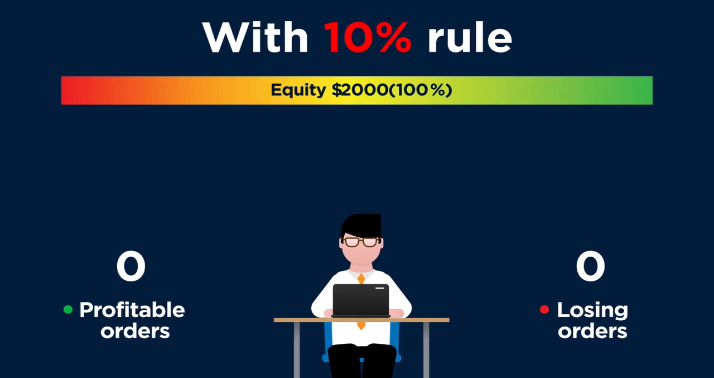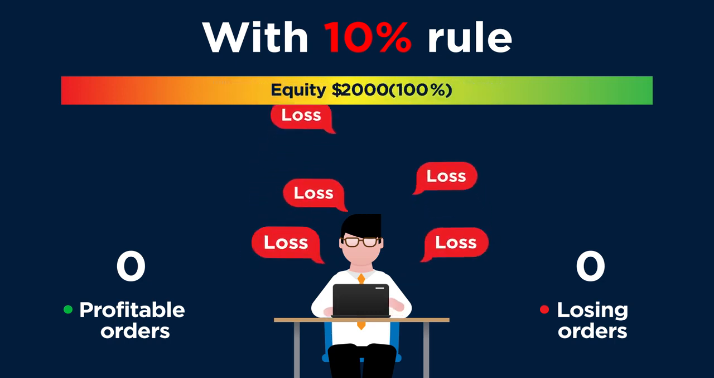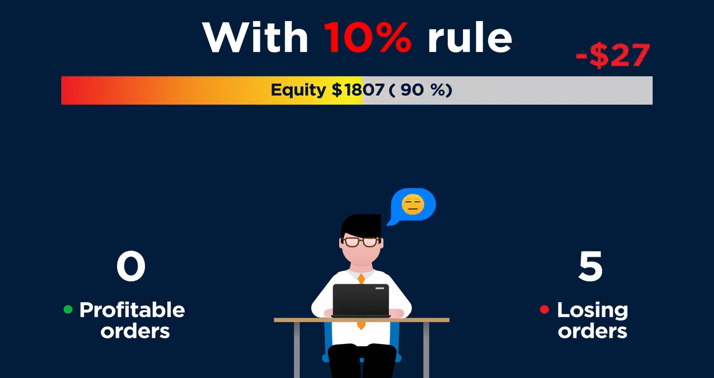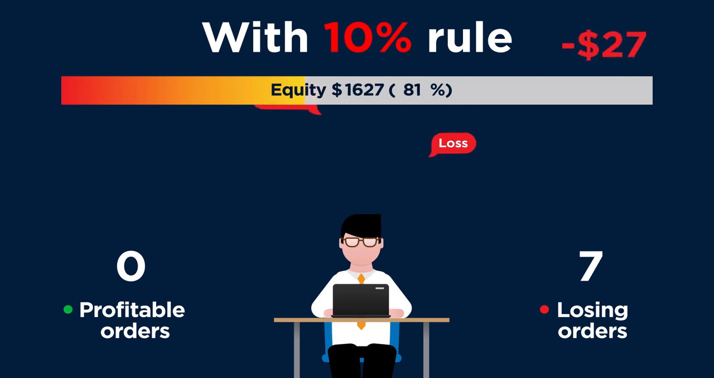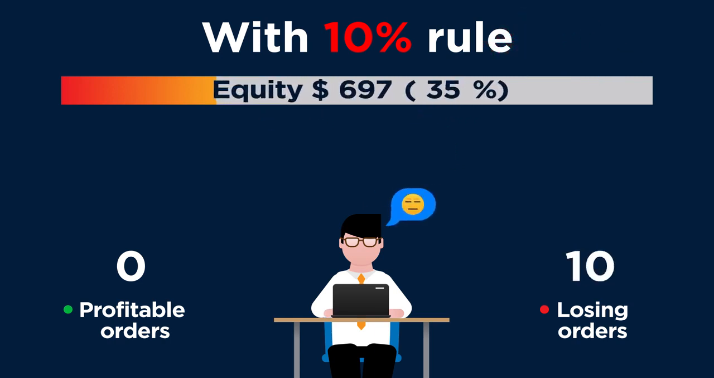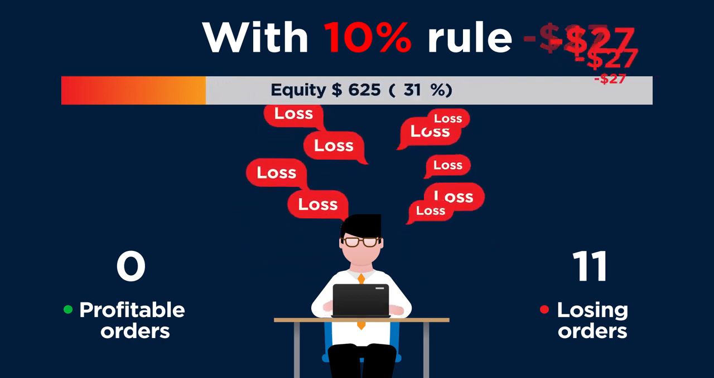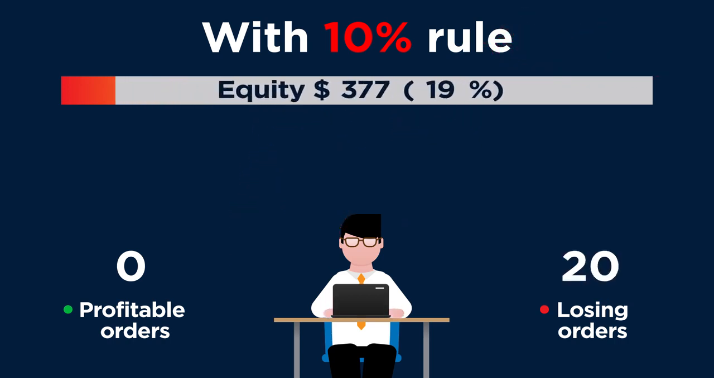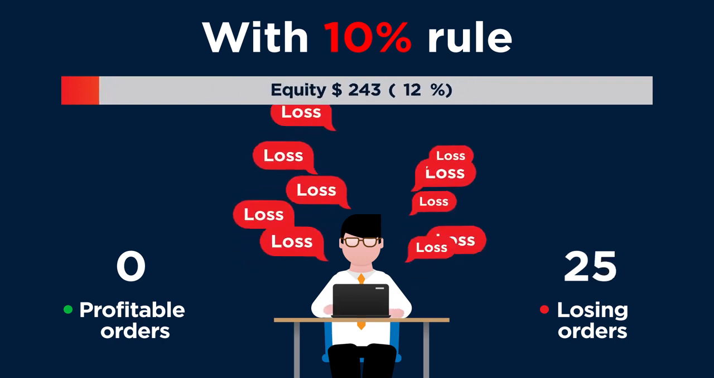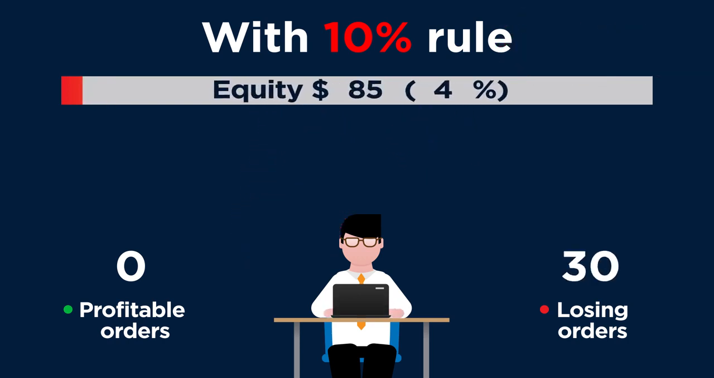If you violate the 2% rule and risk 10% of your equity for every order, you will face the following. After a series of 5 losing orders, you will have $1,181 remaining in your account. After 10 losing orders, you'll have your balance decreased to $697. After 20 losing orders, you'll only have $243 in your account. In the end, 30 losing orders will reduce your investment almost to zero.